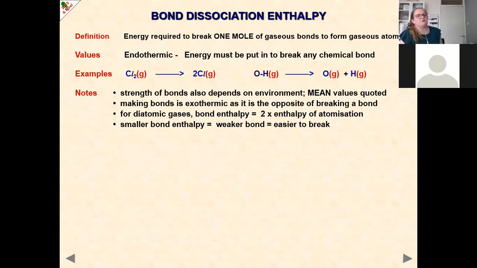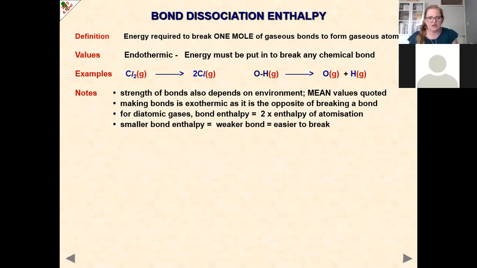And then we can start to talk about bond dissociation. This is when we're breaking our bonds. So this is our bond energetics. This is the energy required to break 1 mole of gaseous bonds to form gaseous atoms. And this is actually really important now that we're paying attention to what states we're talking about.